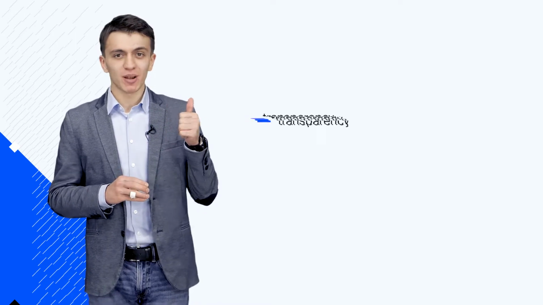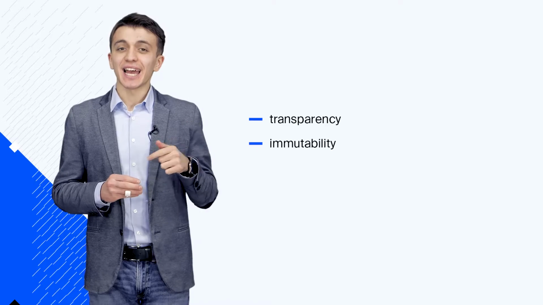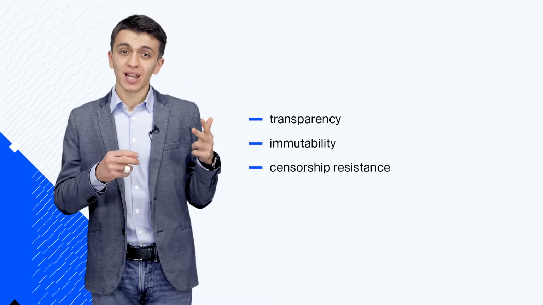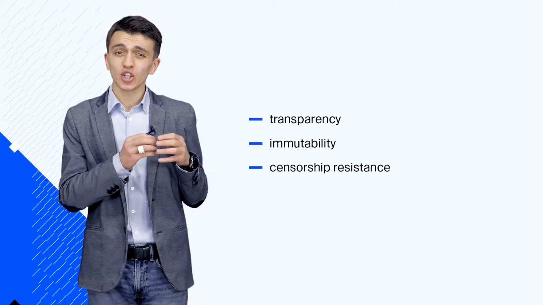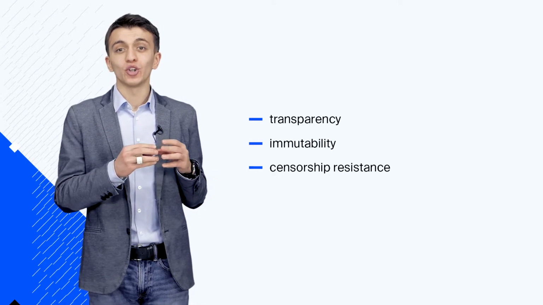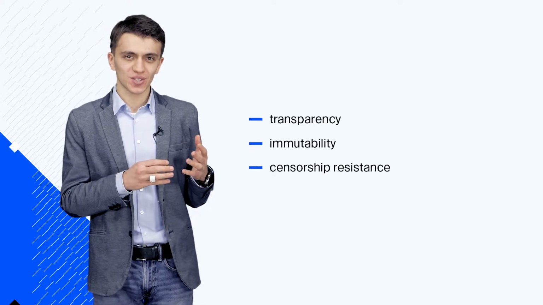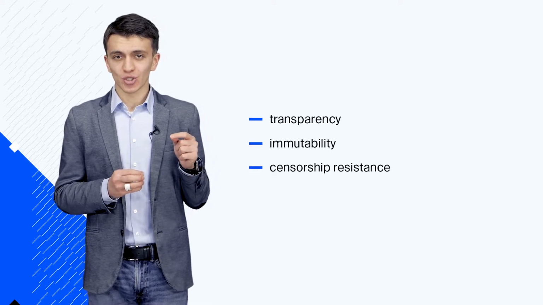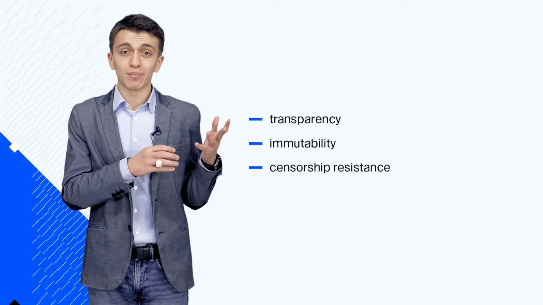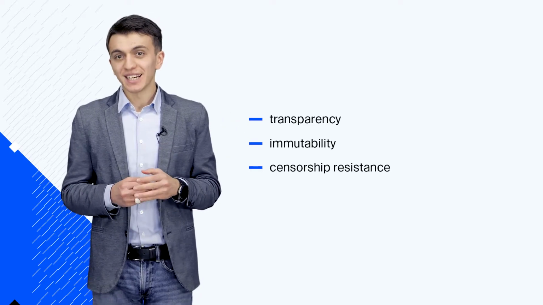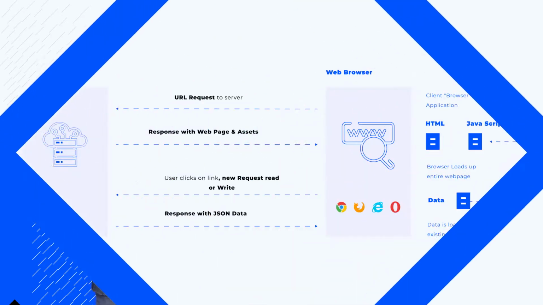Blockchain as a technology has many advantages like transparency, immutability, and censorship resistance. To gain the benefits from all these properties, we have to change our design principles for user applications and services. Web3 applications should work in a slightly different way, not like the regular web services of Web 2. Let's take a closer look.